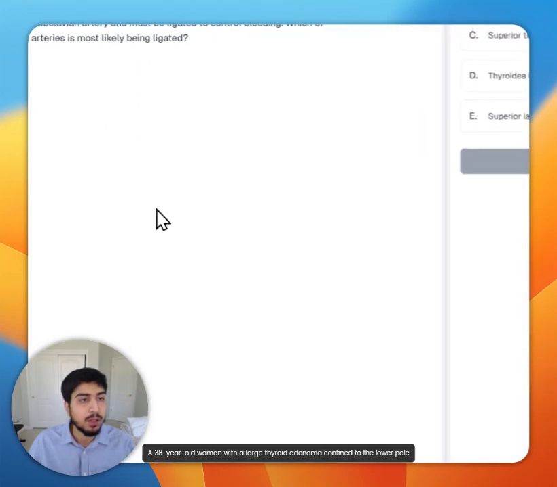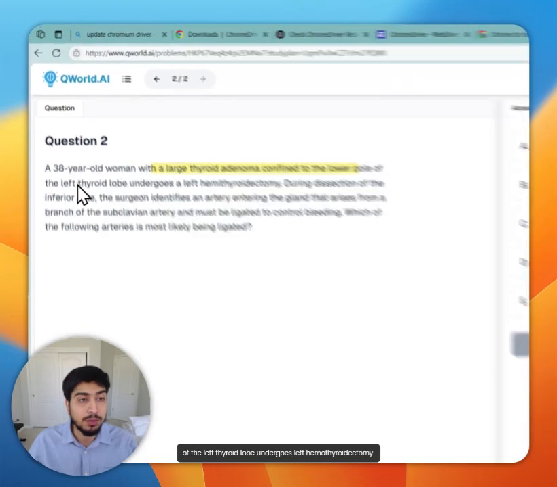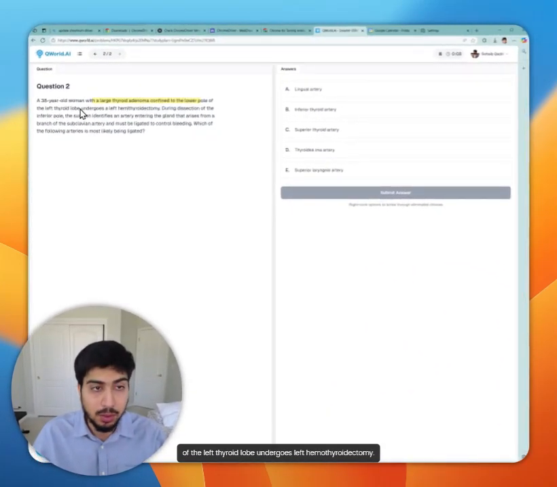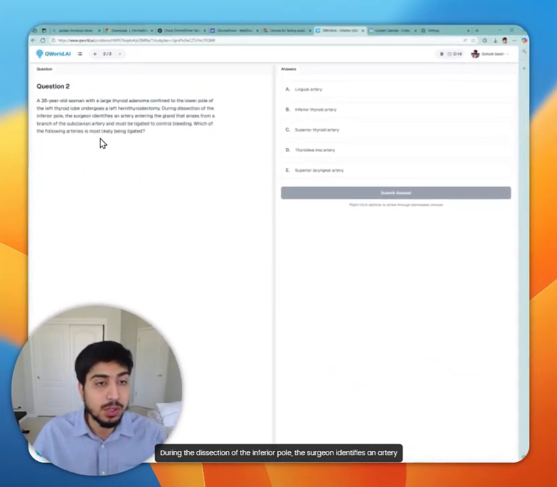A 38-year-old woman with a large thyroid adenoma confined to the lower pole of the left thyroid lobe undergoes a left hemithyroidectomy. During dissection of the inferior pole, the surgeon identifies an artery entering the gland that arises from a branch of the subclavian artery and must be ligated to control the bleeding. Which of the following arteries must be ligated?